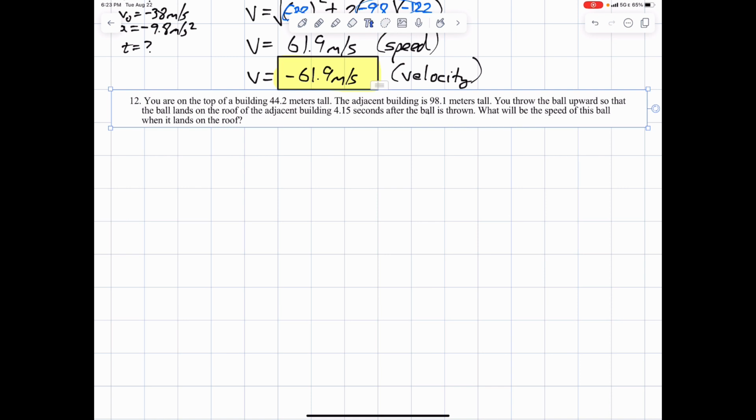Number 12. You're on top of a building 44.2 meters tall. The adjacent building is 98.1 meters tall. You throw the ball upwards so that it lands on the roof of the adjacent building 4.15 seconds after the ball is thrown. What will be the speed of the ball when it lands on the roof?